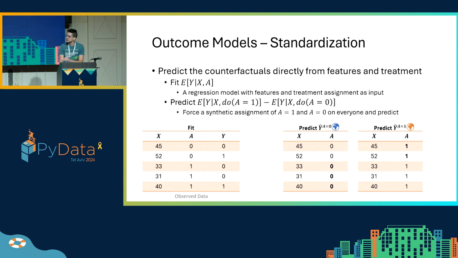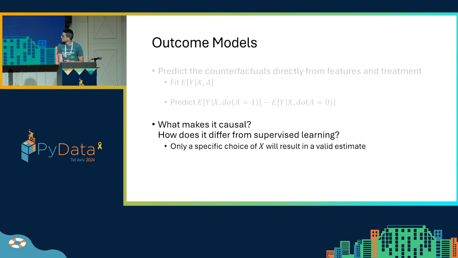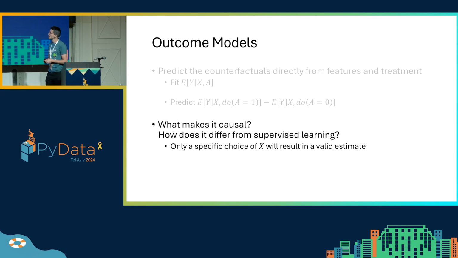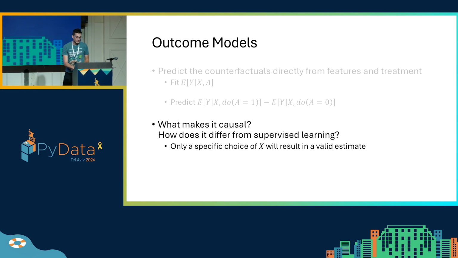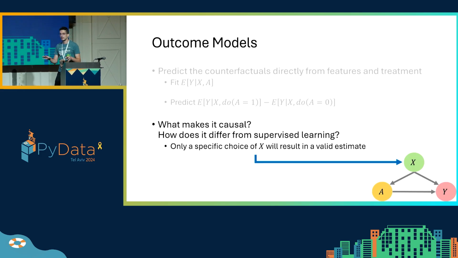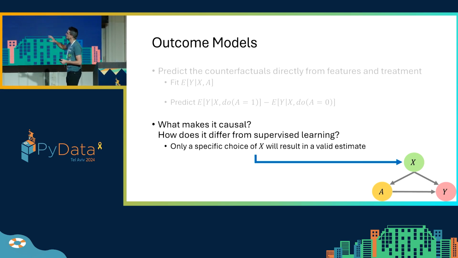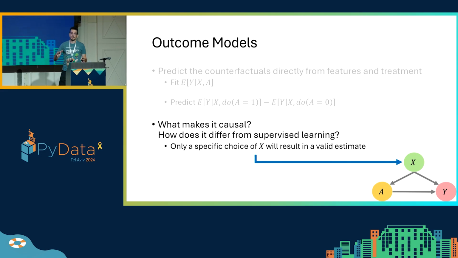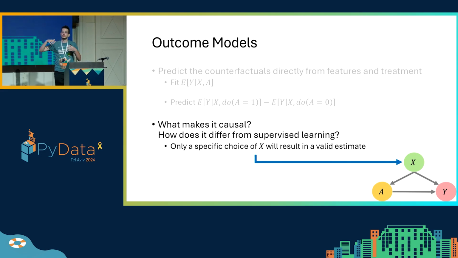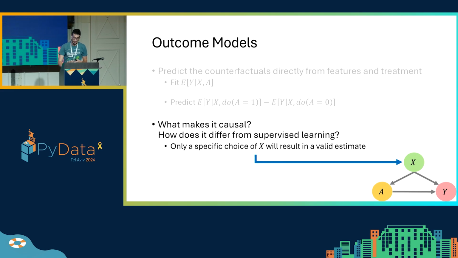And this is to say that we can also do it in a single model. We don't need 2 models to do that, which begs the question, what makes it causal, and how does it differ from supervised learning? And the answer is that I'm sweeping a lot under the rug. But there's a specific choice of the features that we use that will provide a valid estimate. Like before, we will need to know that age is an influencer and adjust for it and include it in the model.